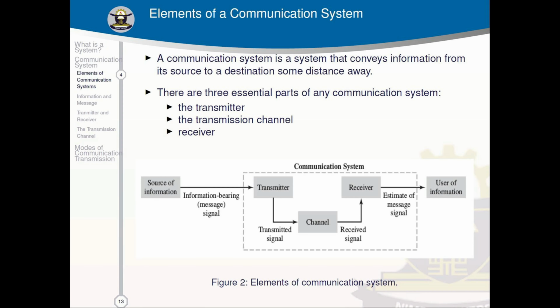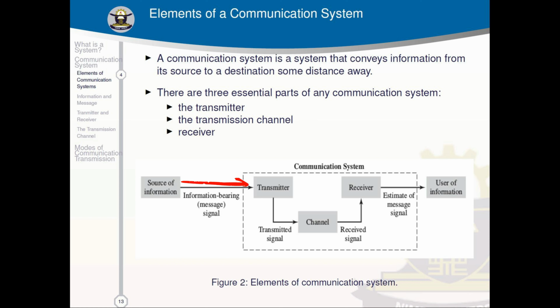So now we come to the communication system. A communication system is a system that conveys information from its source to a destination some distance away. Now we should also understand that a system can have other subsystems within it working together to get its final output. The communication system is a system with many subsystems. The 3 essential parts of any communication system are the transmitter, the transmission channel, and then the receiver.